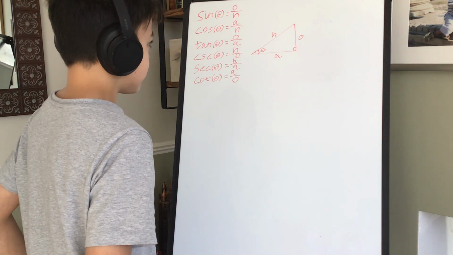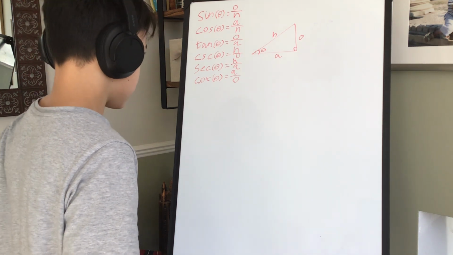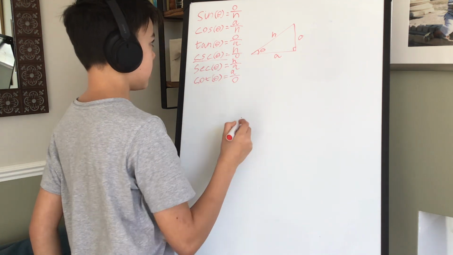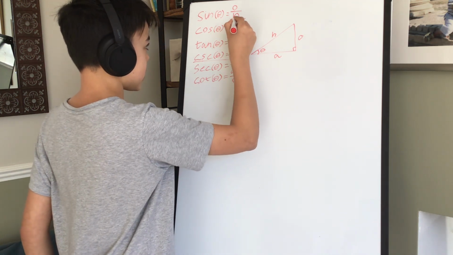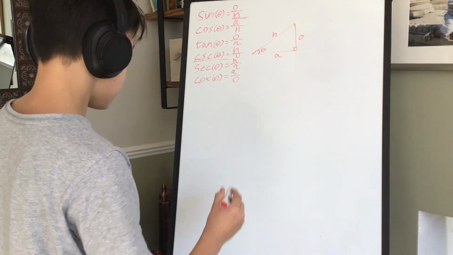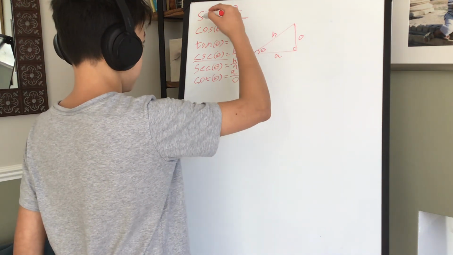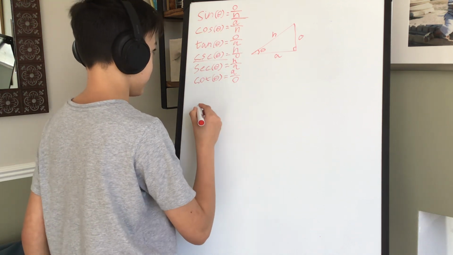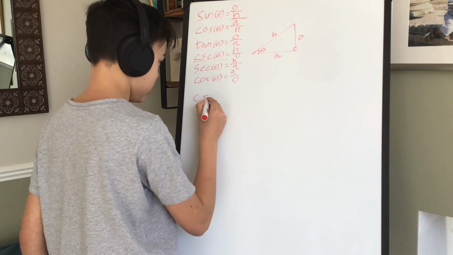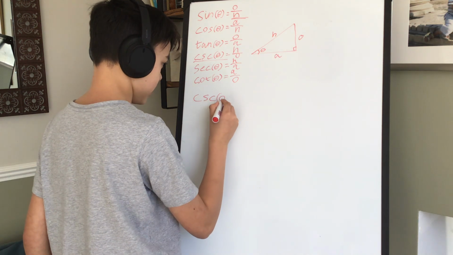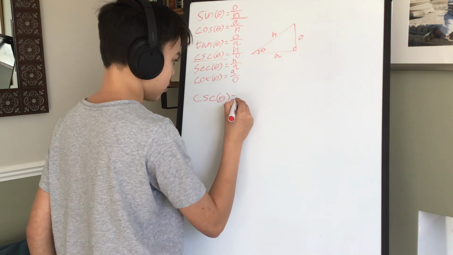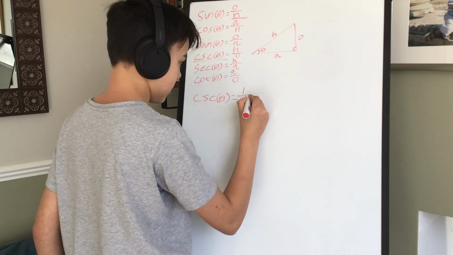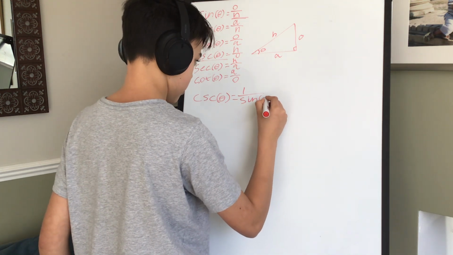Okay, so let's notice some things. You can see that cosecant here is the flipped version of this. And if you flip this side, you also flip this side. So this is sine of theta over 1. So it'd be 1 over sine of theta. So we get cosecant of theta equals 1 divided by the sine of theta.